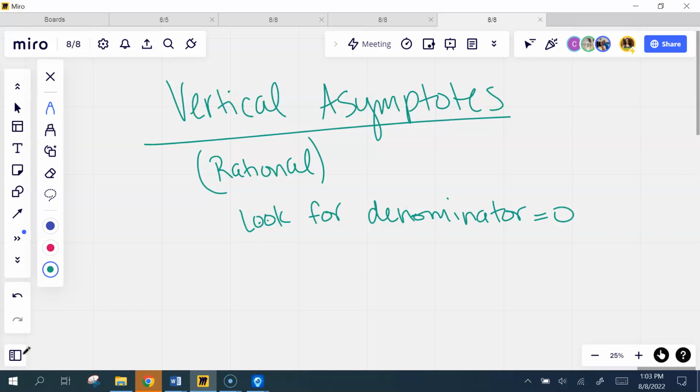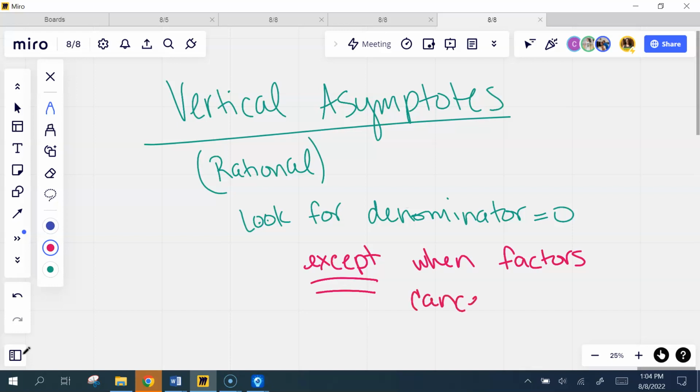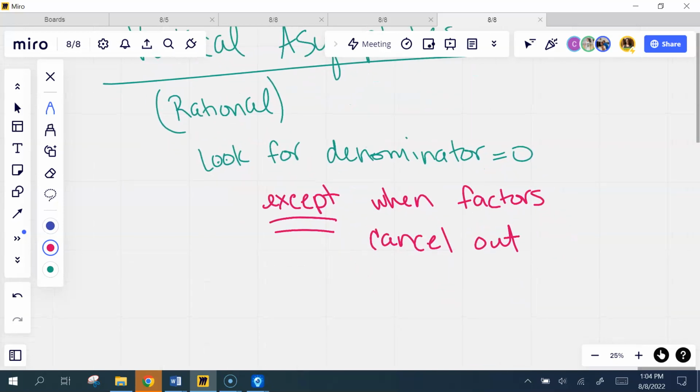All right, look at the denominator. We want to know, where does the denominator equal 0? These are going to produce vertical asymptotes with one exception. Are you ready to know what that exception is? I'm so excited to hear what that exception is. When factors cancel out, it doesn't create an asymptote, it creates a hole.